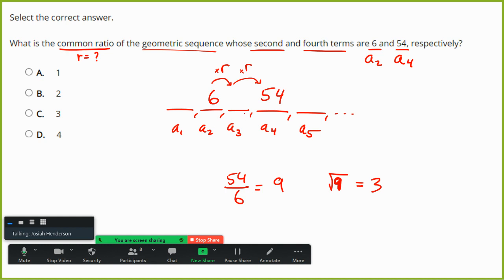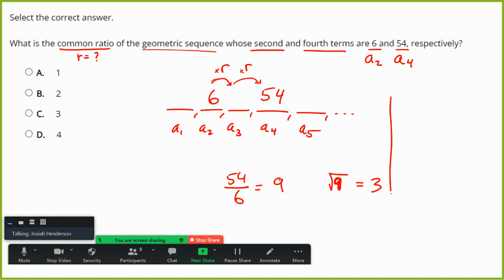But you all are prepared to set up a blank sequence like I started with. Fill in the parts they give you, the 6 and the 54. We know which place they go in. You also know that to go from 6 to A3 to A4, it's times R times R. So I hoped that we would be able to find that 9 like we did, because if we divide going backwards, we could find out, okay, 6 times something times something again is 54.